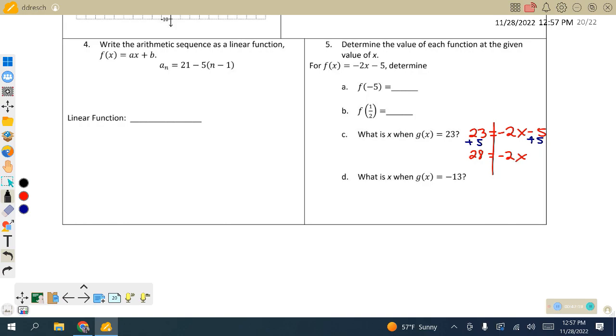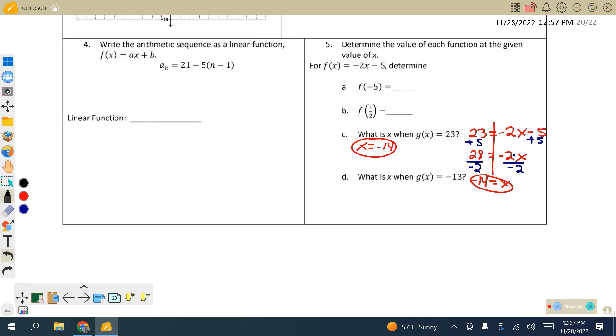Now the next silly mistake that I see a lot is adding 2. But between that negative 2 and x is multiplication. The inverse of multiplication is division, so we're going to divide by negative 2. And then check yourself in the calculator. 28 divided by negative 2 is negative 14.